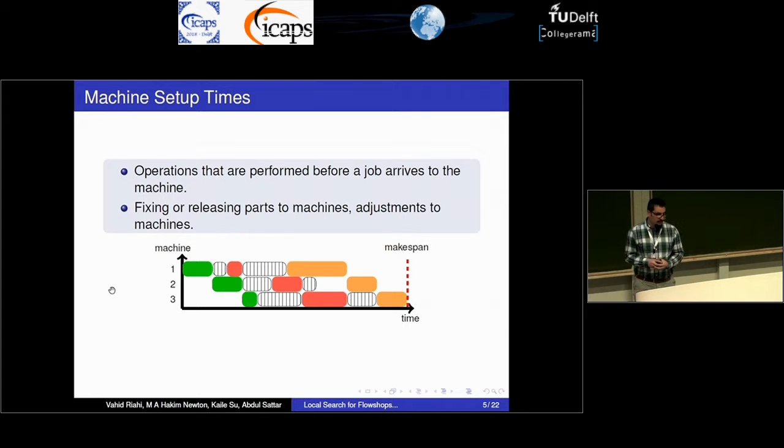Another constraint that can be found is the setup time. Setup time covers operations that must be performed before a job arrives at the machine. For example, the machine should be cleaned for the next job, or they need some coding, you need to enter some codes, or fixing or resetting parts of the machines.